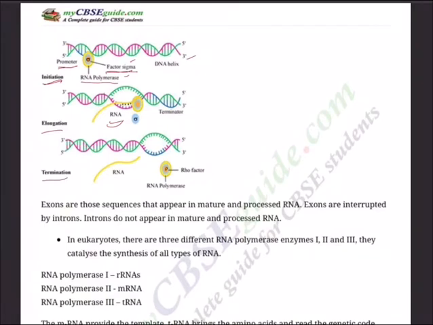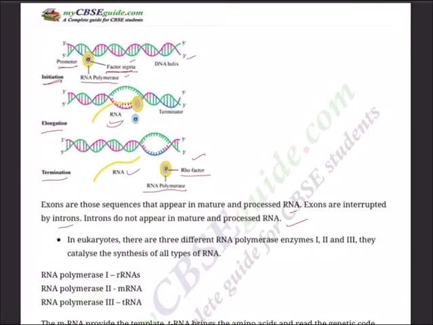And then termination. Once the Rho factor, the end factor, yes, Rho factor and RNA polymerase, the Rho factor gives a signal for termination. Once the termination of the transcription takes place, the RNA comes off. So exons are those sequences that appear in mature and processed RNA. Exons are interrupted by introns. Introns do not appear in mature and processed RNA.